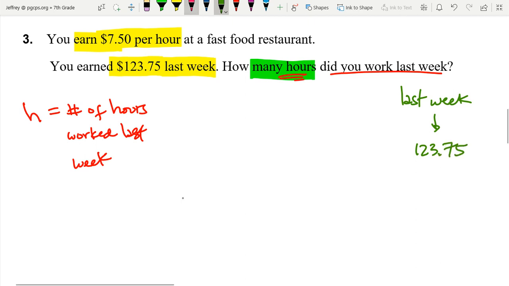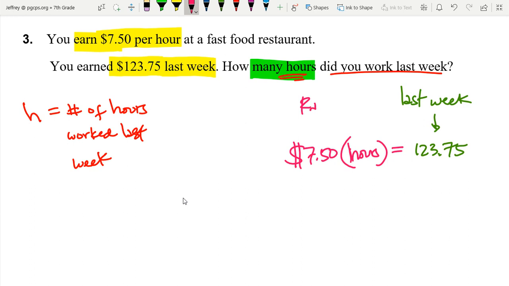$123.75. Now, that comes from working for how many hours? We don't know how many hours you work, but what we do know is your rate, and that is $7.50 per hour. So that's the rate that you have, and then you earn $123.75. This is your rate.